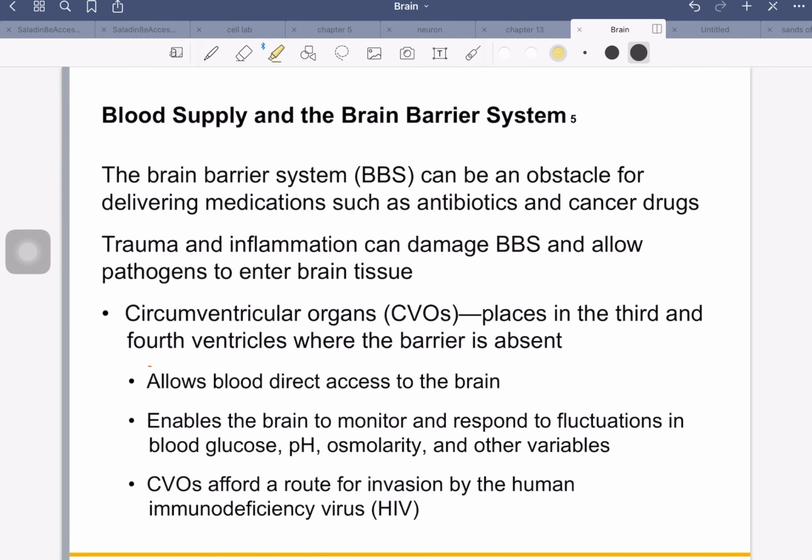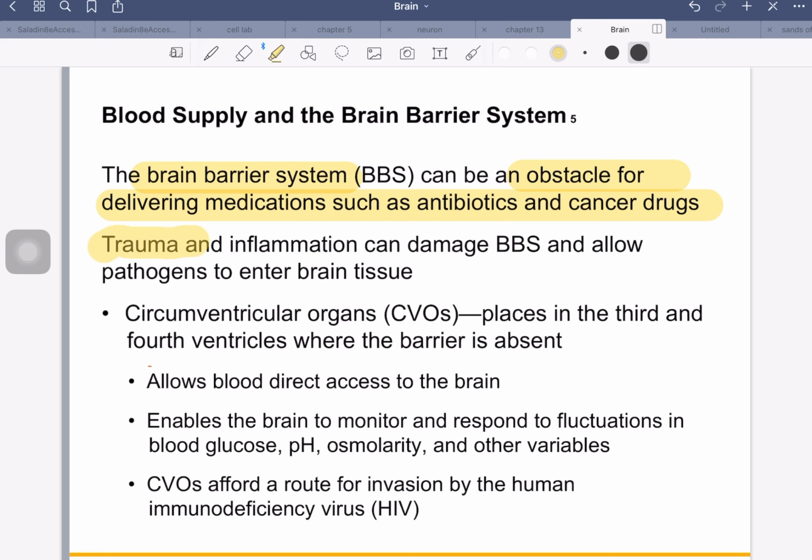Now, let's talk a bit about the blood supply and the blood-brain barrier. Typically it's just called the blood-brain barrier or blood-brain system, BBS if you want. Most of the time this does us a favor, but there are times where in terms of pathology it becomes an issue, in that it's an obstacle for delivering things such as antibiotics or anti-cancer drugs or cancer treatment drugs to the brain, because many pharmaceuticals cannot easily cross that system and actually enter the brain itself.